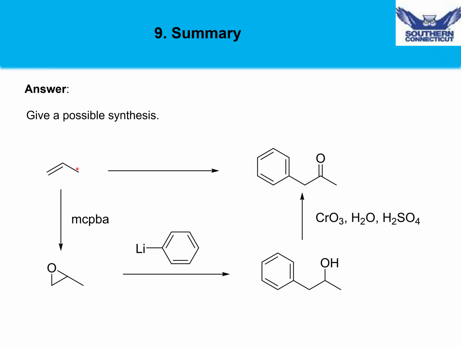So the way we would do this is first adding MCPBA to the alkene to turn it into an epoxide, then add an organolithium or a Grignard to that epoxide, which would add to the least substituted carbon through an SN2 type reaction. That would give us this alcohol, which we can oxidize with chromic acid or PCC into a ketone.